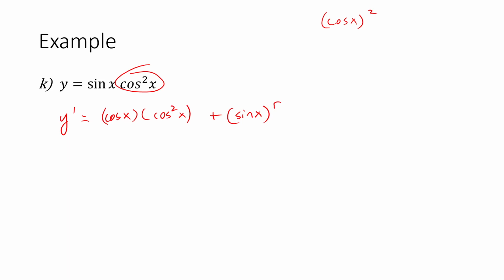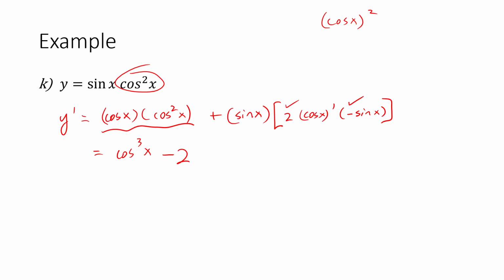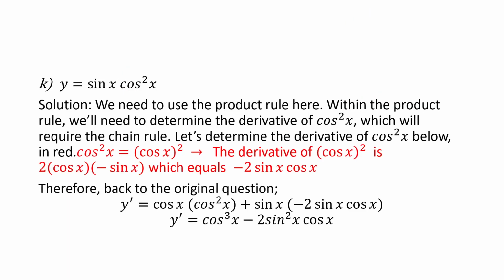So the derivative of that will be 2 times cos x to the exponent 1 times the derivative of the inside, which is negative sine x. Okay, and then simplifying that, we would get cos cubed x here. That would become cos cubed x. Negative 1 times positive 2 gives us negative 2. Sine x times sine x gives us sine squared x times cos x. And so that would be our derivative for this question here.